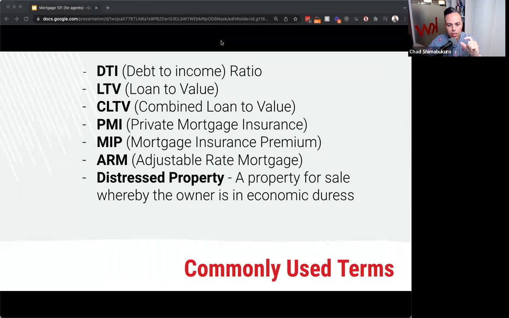You're not the one that's running the debt to income ratio, but you have to understand why it's important. And there are certain keywords that should trigger you to ask more questions.